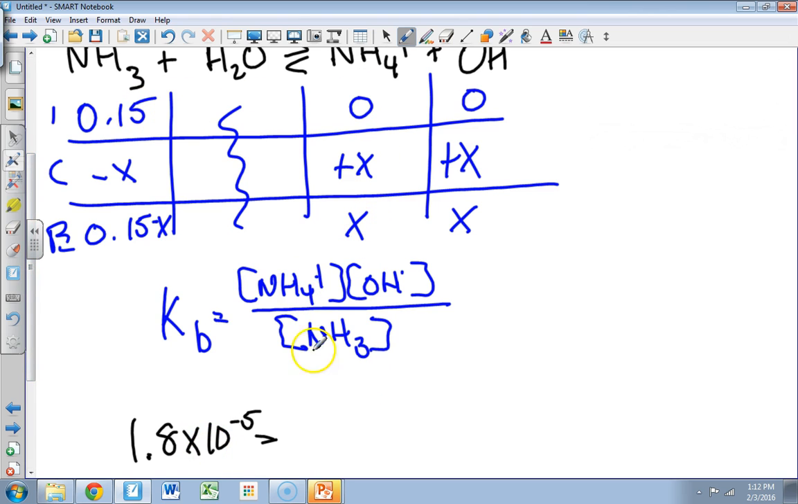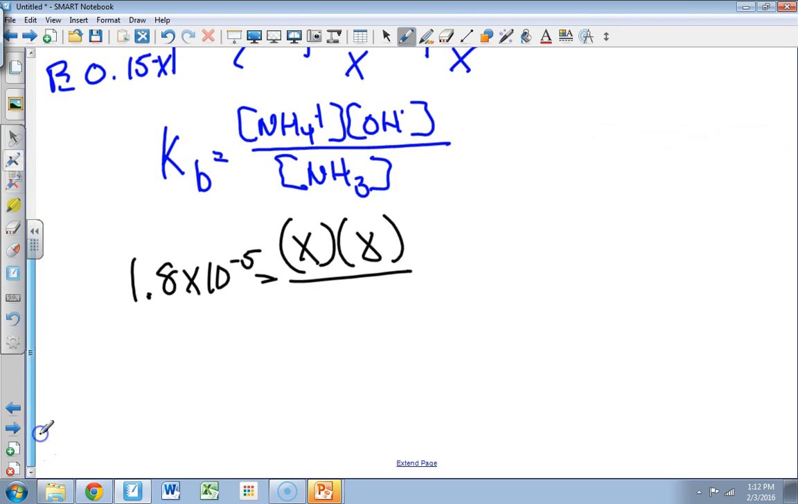The equilibrium concentration of ammonium ion is X. The equilibrium concentration of hydroxide ion is X. And the equilibrium concentration of ammonia is 0.15 minus X.